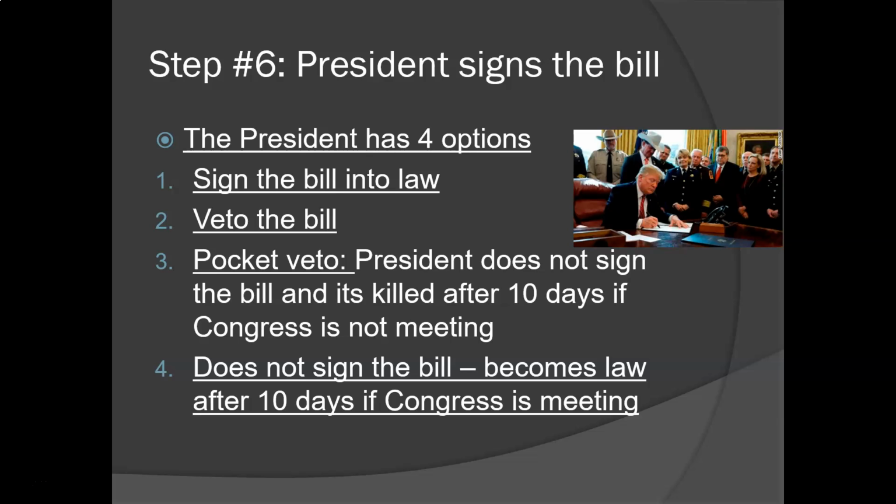Or he can pocket veto it, and the president does not sign the bill, and it's killed after 10 days if Congress is not meeting. Now, if he does not sign the bill, it becomes a law after 10 days if Congress is meeting. So essentially, if the president does nothing with it, doesn't touch the bill, then it will become law automatically. If he does pocket veto it, it's killed after 10 days if Congress is not meeting.